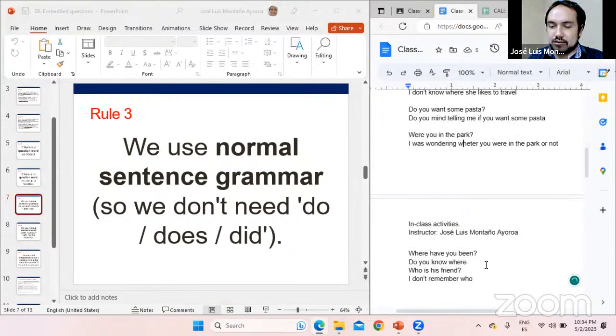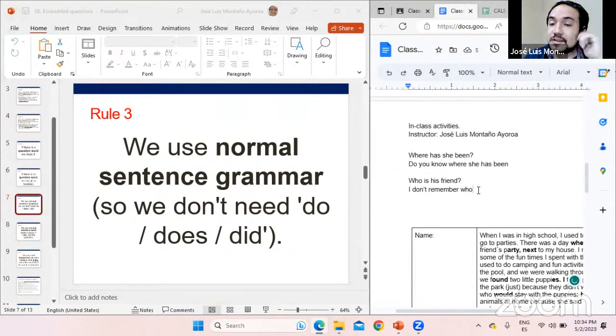Then, where have you been? Do you know? No, where has. Let's have something different. If not, it's going to be the same with you. Where has she been? So do you know where subject, she, verb has been with the complement? And who is his friend? Now this is interesting because here, or actually here, we're good. Who his friend is. Okay, good.